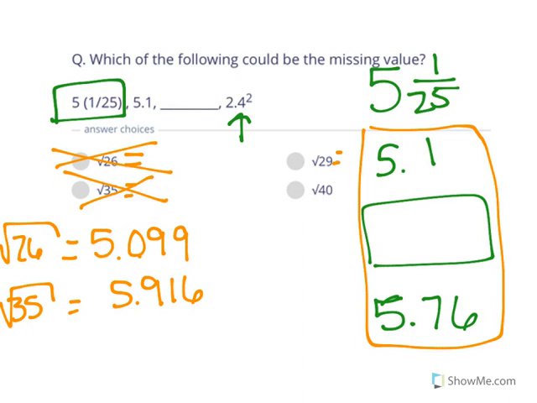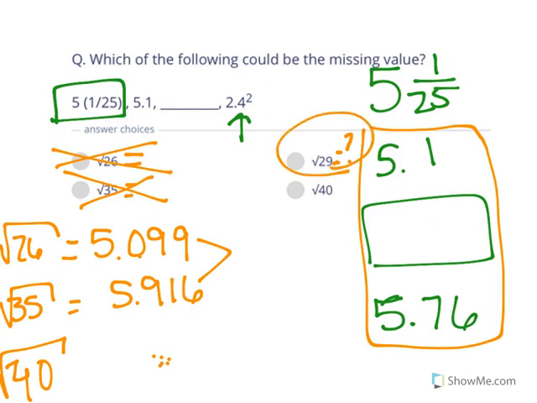Well, 29 is between 26 and 35, and we're looking for something in between, so that's a possibility. But if I look at the square root of 40, 40 is after 35. That only means that the number is going to be larger, and I don't want something larger. So my answer is going to be square root of 29. And when I type that in my calculator, I get 5.385, which, 3 is between 1 and 7. Okay, let's go on to the next one.